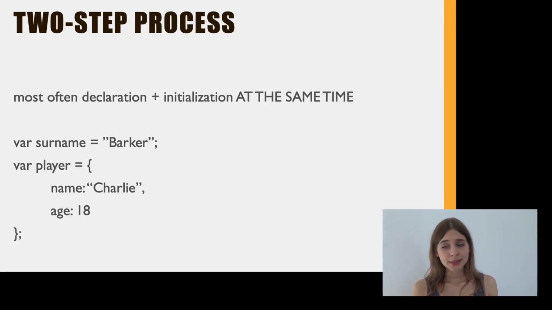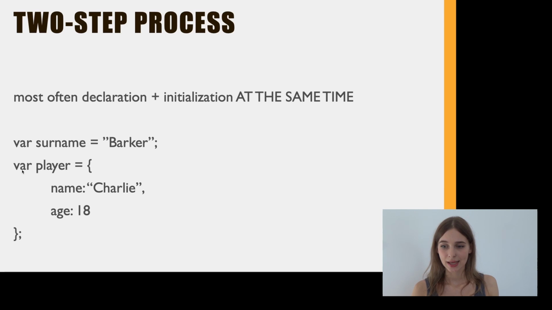So it is a two-step process, but in fact most commonly it's going to happen all at the same time. So we have a variable, let's say surname, and we give it a value of Barker, straight away, not later on, but right away. We are communicating to the program, hey mate, I'm going to create a variable called surname and I'm giving it a value of Barker, and it all happens right away.